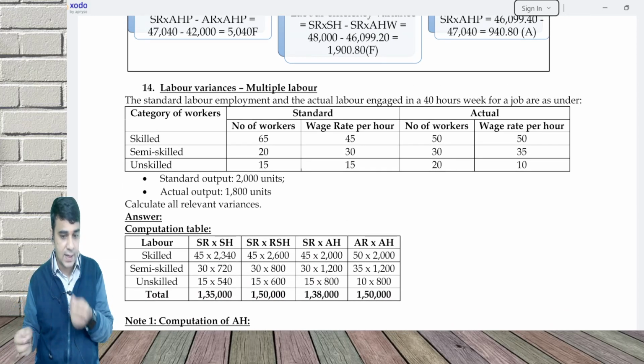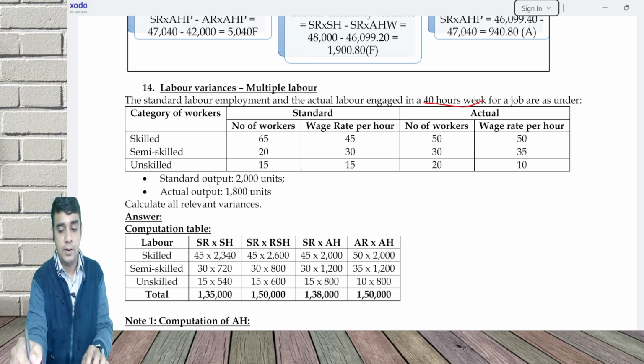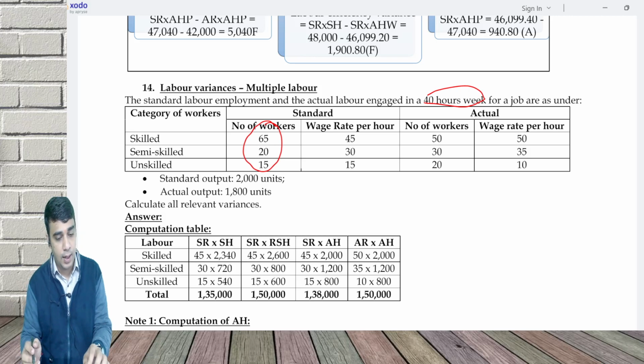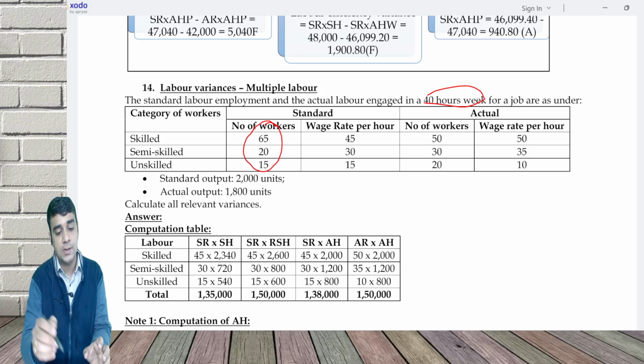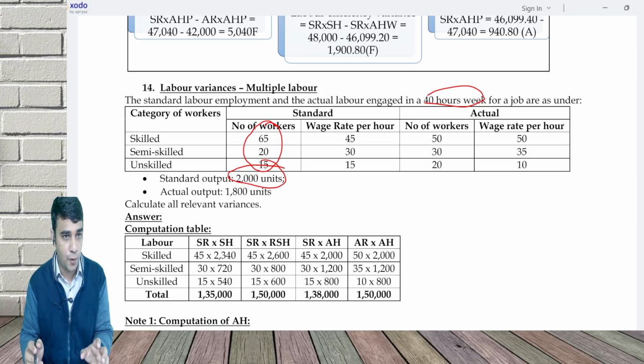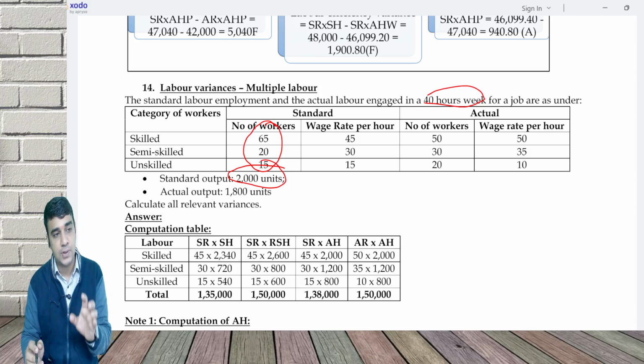Here, the standard labor employment and the actual labor engaged in a 40-hour week for a job are as under. So 40 into 100, which is 4000 hours, equals 2000 units is the standard equation. ST equal to AO is 1800, so ST will be 3600. Any doubts on 14? You will get standard time as 3600.